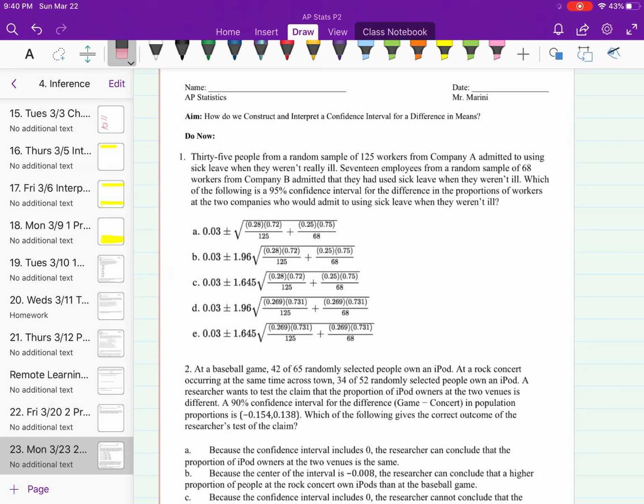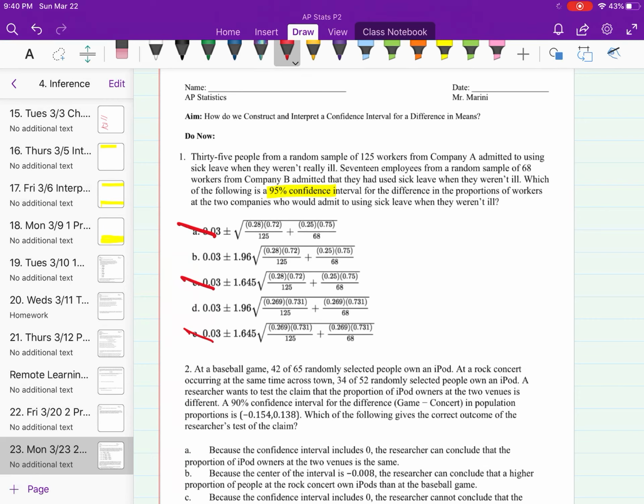I'm not going to read the first question. You could pause it and read it to yourself. It says we want to make a 95% confidence interval. So 95%, we go to table B as we've been doing. You get the Z star for that, which is 1.96. So I'm going to go ahead and cross out choice C, choice E. I'm also going to go ahead and cross out choice A. That doesn't even have the 1.96.